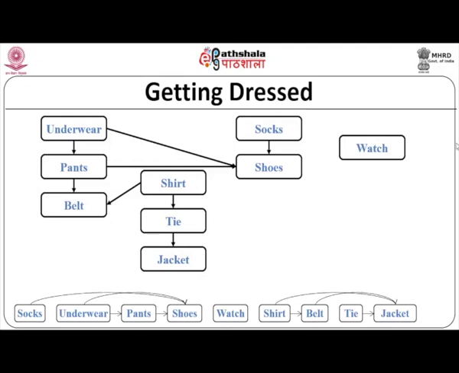Now, you could have put the watch first also because it is independent. So, here you could have done socks first, underwear, pants, shoes, then you could have had watch, then shirt, belt, jacket, tie. Okay. So, these are the orders.